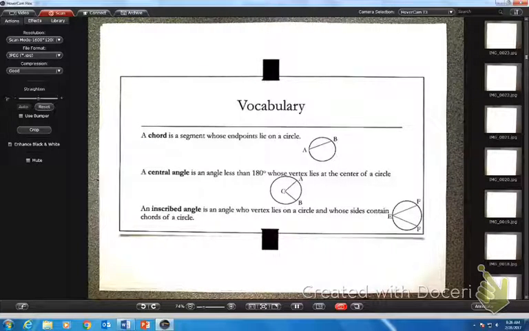So again, here's your first slide. You're going to want to pause the video so that you can get all this information. And then on Monday when I return, we will go over all of the definitions as well as look at some more problems.